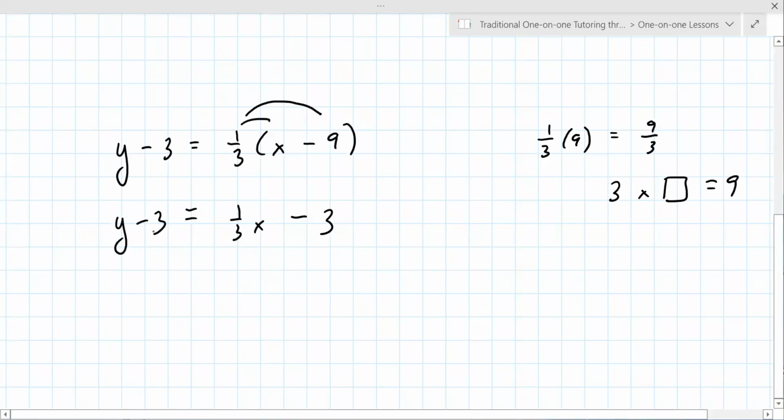So on the left here, you have subtraction by 3. So what do you do to undo that? Adding 3 to both sides. So you get y equals 1/3 x, like that.